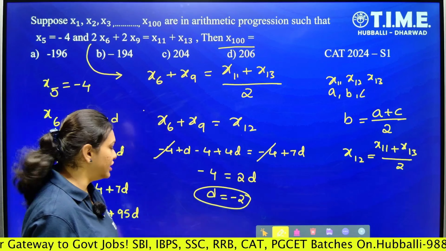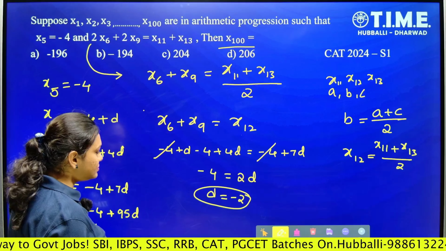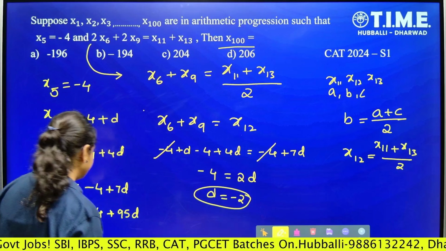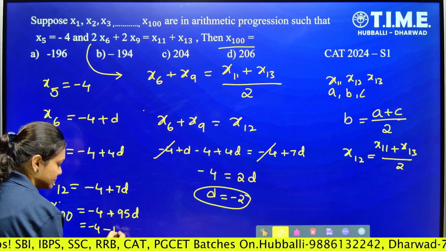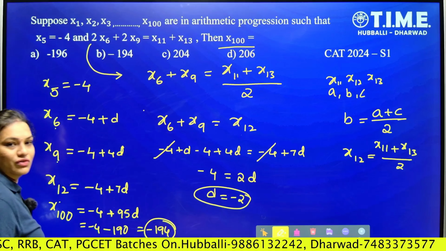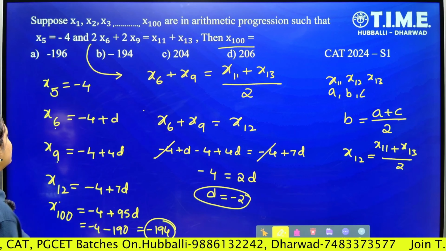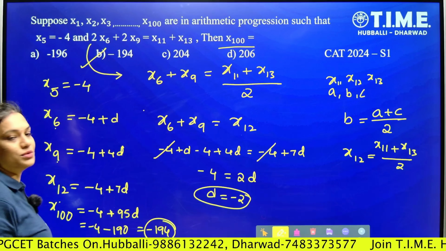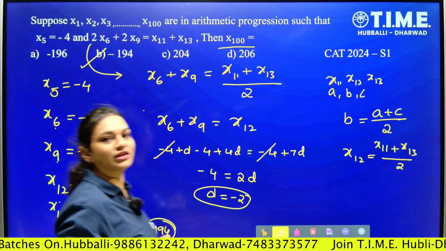95 twos are how much? 190, but minus sign we are having. So the final answer is minus 194. So the right answer for this question is option B, which is minus 194.